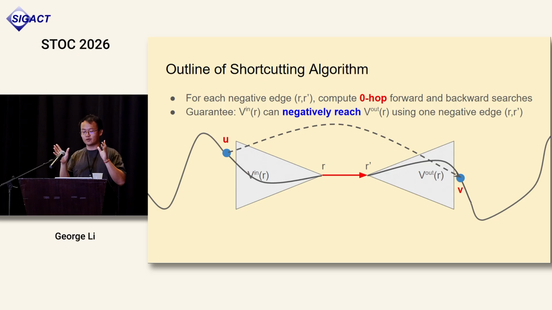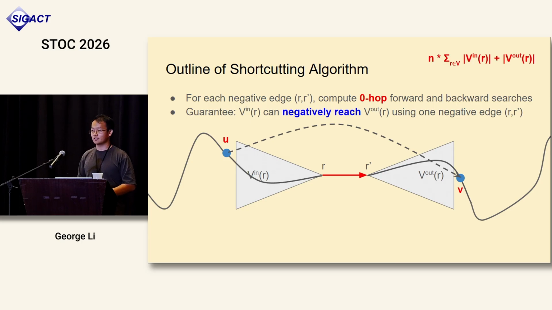If we do the shortcutting procedure on every negative edge, then we're able to guarantee that any path gets shortcut by a constant factor. So the total runtime of this shortcutting procedure, which I'm not going to prove to you, is n times the sum of the search sizes. And this is just because U and V lie right outside the boundary, so you have to look at the neighbors of the searches.